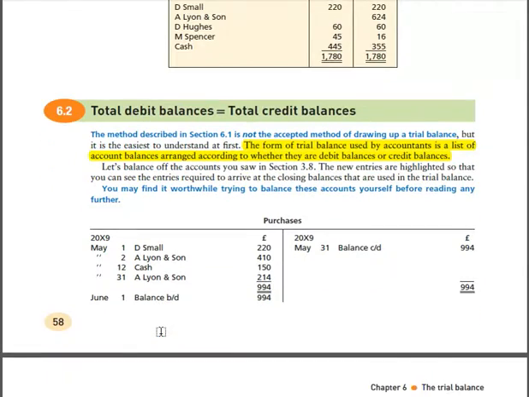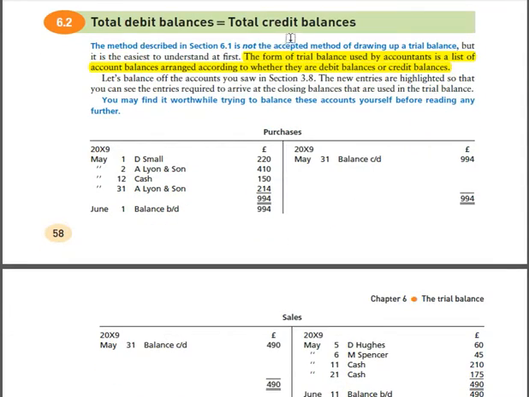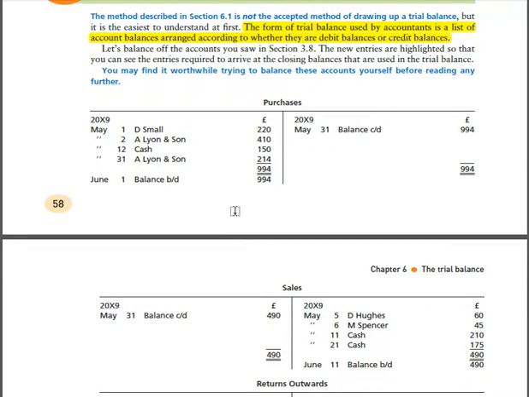So what is the most appropriate method of drawing up a trial balance? The form of trial balance used by accountants is a list of account balances arranged according to whether they are debit balances or credit balances. In this account, we are just plotting down the same accounts that we had in chapter 5, which we did in the balancing of accounts. So if we would have multiple accounts and multiple entries throughout the period.